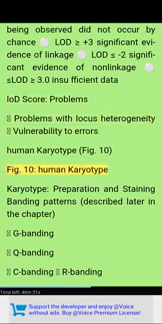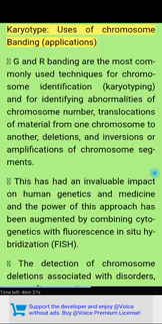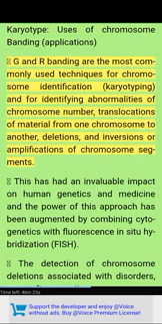Human karyotype, figure 10. Figure 10, human karyotype. Karyotype, preparation and staining, banding patterns described later in the chapter. G banding. Q banding. C banding. R banding. Karyotype, uses of chromosome banding, applications.